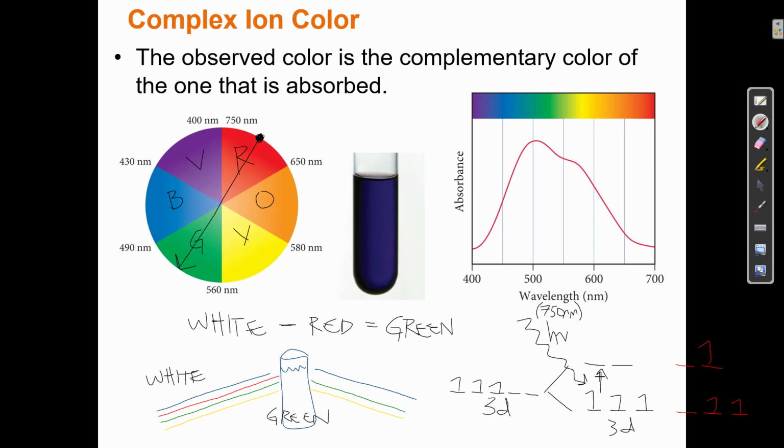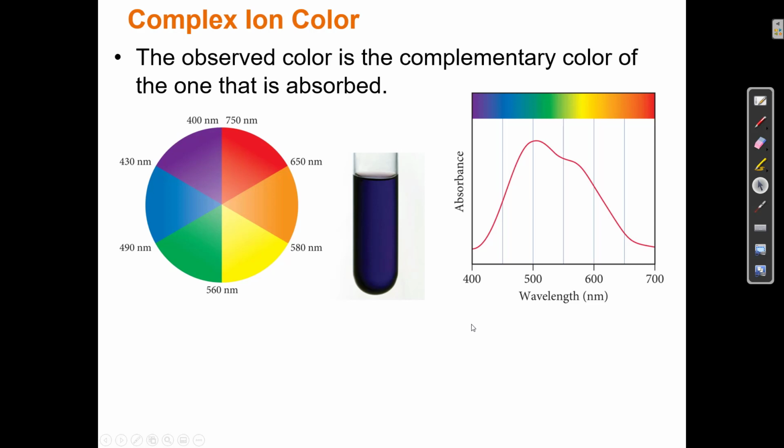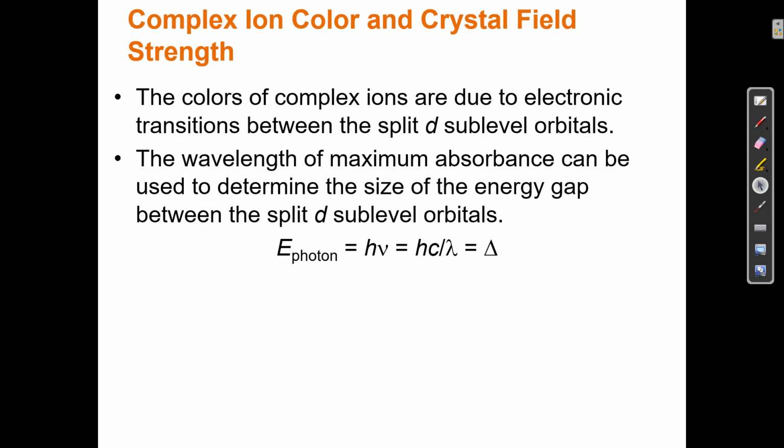This is why transition compounds are colored: splitting the d orbitals like this creates an energy gap, and that energy gap is generally about the same size as visible light. Visible light can cause electrons to be excited into these upper orbitals, which removes it from the white spectrum, which causes the substance to look like it has a color. The color of complex ions is due to electronic transitions between the split d sublevel orbitals, and the wavelength of maximum absorbance can be used to determine the size of the energy gap between the split d sublevel orbitals.